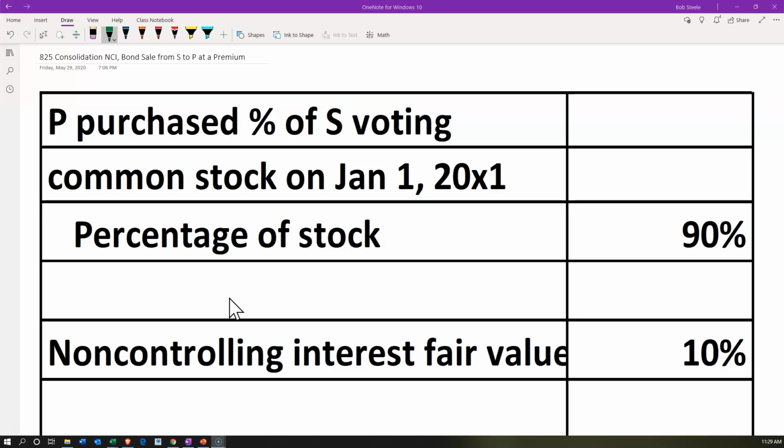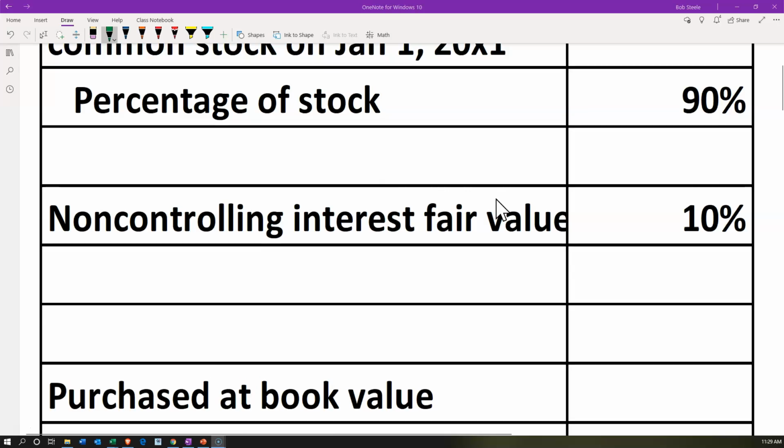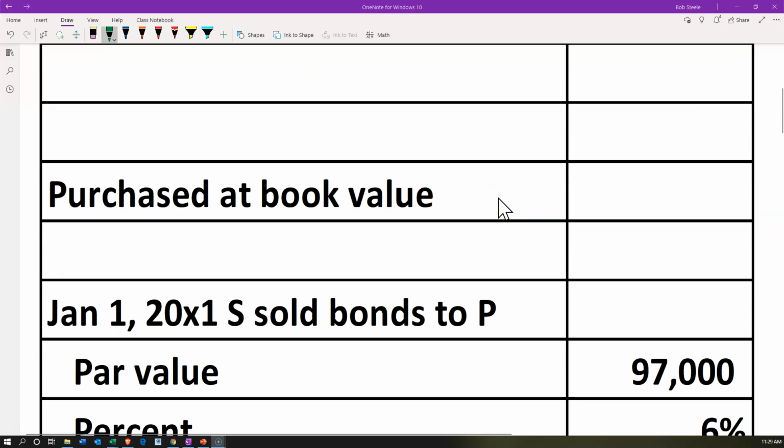Here we have P purchased a percentage of S voting common stock on January 1st, 20X1. P is going to be the parent. S is going to be the subsidiary. The percentage of stock that was purchased in January 20X1 was 90%. Non-controlling interest, therefore, will be 10%. The purchase was at book value, meaning there's not going to be any differential.